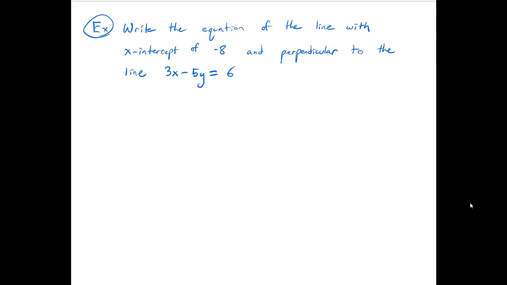Okay, let's just do a bunch of problems now. So write the equation of the line with x-intercept. Oh, what the heck is an x-intercept? Remember, an x-intercept is where we cross the x-axis. So what we know is the y value is always 0. So really, this is telling us we have a point. It's just a point. Look at all those fancy words.